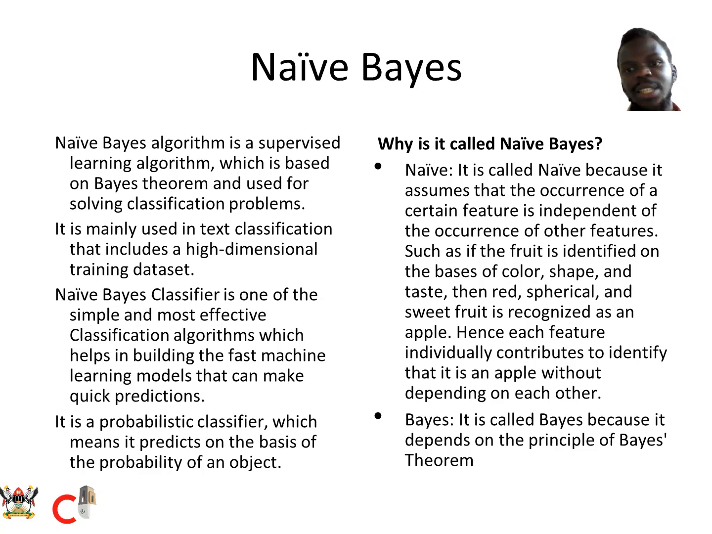Why is it called naive? It's called naive because it assumes that the occurrence of certain features is independent of the occurrence of other features. Such as, if a fruit is identified on the basis of color, shape, and taste, then a red, spherical, and sweet fruit is recognized as an apple. Hence, each feature individually contributes to identify that it's an apple without depending on each other.